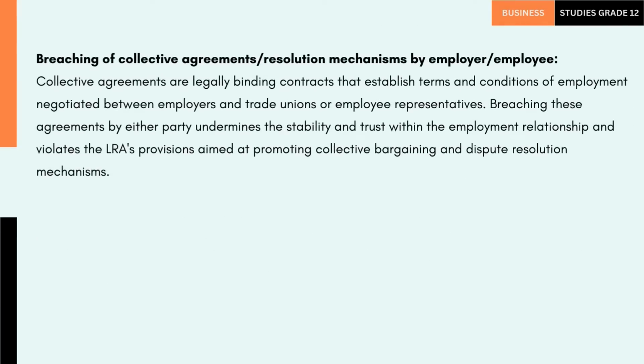8. Breaching of collective agreements or resolution mechanisms by employer-employee. Collective agreements are legally binding contracts that establish terms and conditions of employment negotiated between employers and trade unions or employee representatives. Breaching these agreements by either party undermines the stability and trust within the employment relationship and violates the LRA's provisions aimed at promoting collective bargaining and dispute resolution mechanisms.